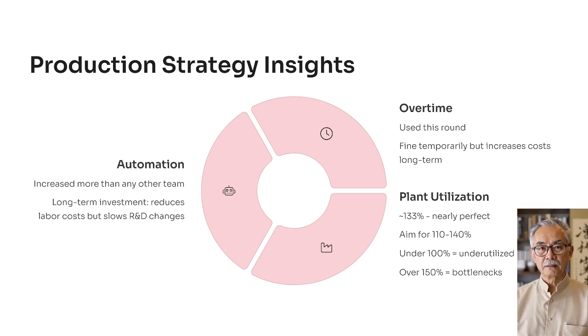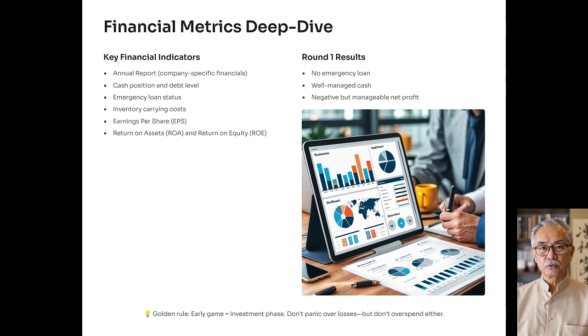Part 9. Deep Dive Financial Metrics. Toward the end of the Courier, you'll find Annual Report, Company-Specific Financials, Cash Position, Debt Level, Emergency Loan Status, Inventory Carrying Costs, Earnings Per Share, EPS, Return on Assets, ROA, and Return on Equity, ROE.